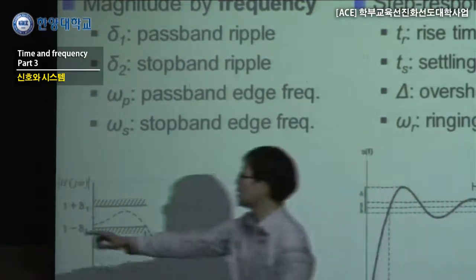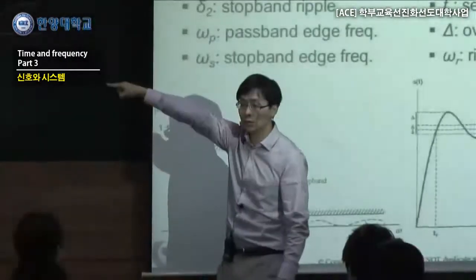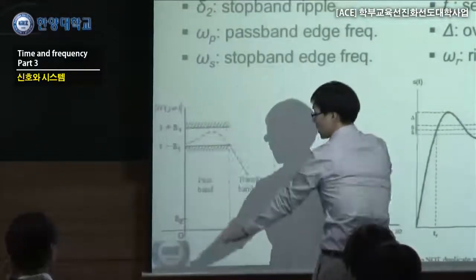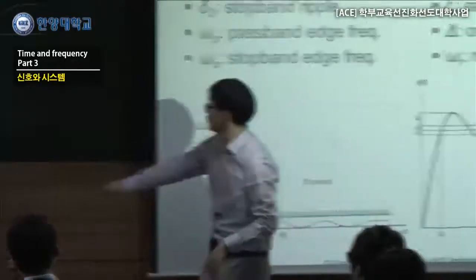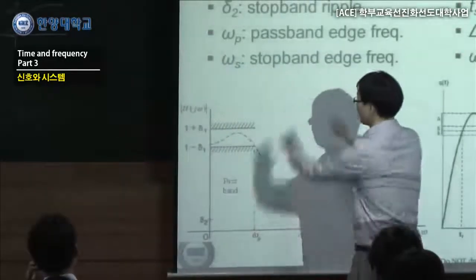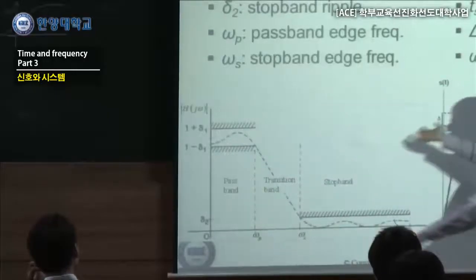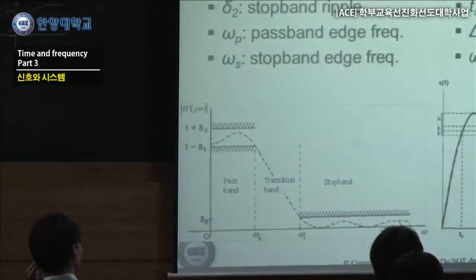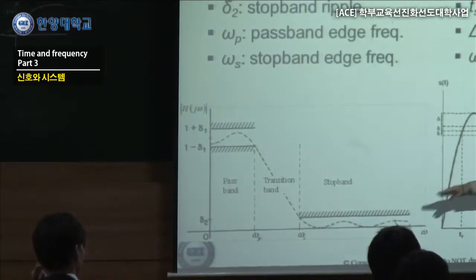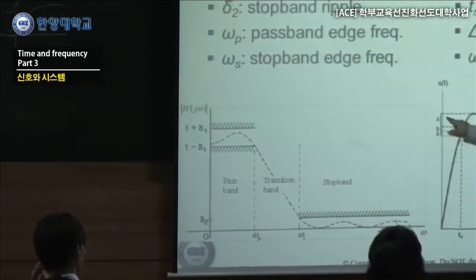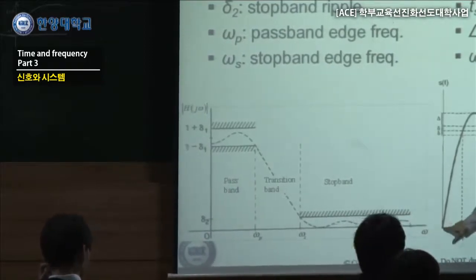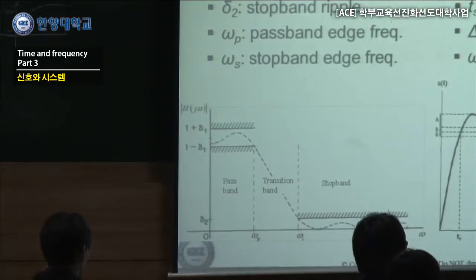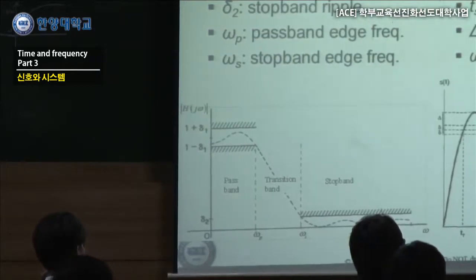If there's a step input applied to this box, the output of this box is this, right? Ideally, they should not have any delay and go like that. That's the ideal case. However, as I explained, they first do the overshoot and oscillate for a certain time.